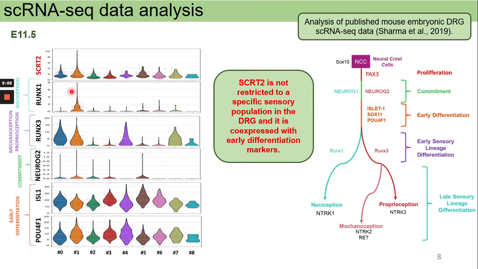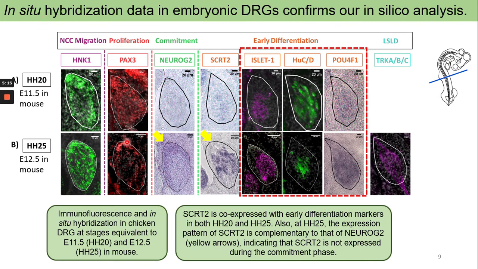So here we can see that the clusters that have the higher expression of Scratch2 also have higher expression levels of Islet1 and Pou4f1 that are early differentiation markers. Next, to confirm our in silico data in the embryo, we analyze by immunofluorescence and in situ hybridization the expression pattern of specific markers, so markers of the specific phases of the DRG differentiation in chicken stages equivalent to the stages that we analyze the DRGs in the single-cell RNA-seq data.